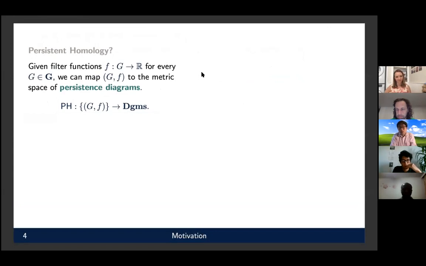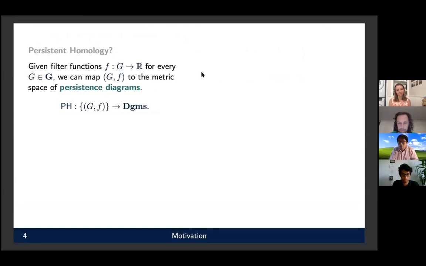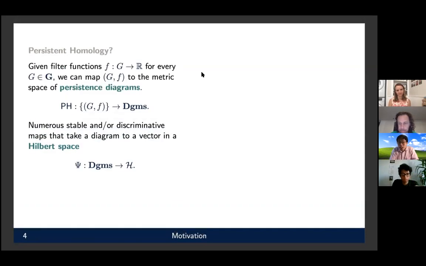So can persistent homology come in and help us with some of those problems? Well, if for each graph we do have a filter function, then we have a map from the pair of graph and filter to the space of persistence diagrams. And we have well-defined metrics on the space of persistence diagrams. Additionally, we could also take diagrams and map those to vectors in Hilbert space. For example, you have persistence landscapes as a diagram-to-vector map. You have persistence images, and those are widely applied in different data science situations with persistent homology.